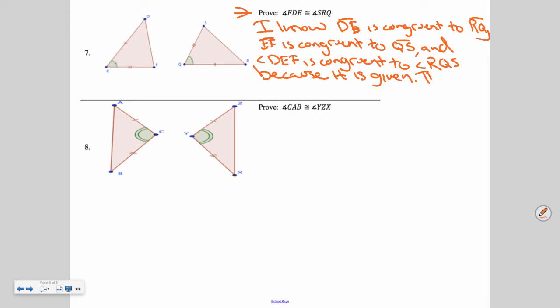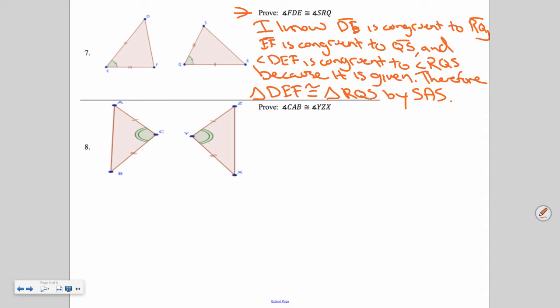Therefore, triangle DEF is congruent to triangle RQS by side, angle, side. So now I have proven the triangles congruent using 2 sentences.